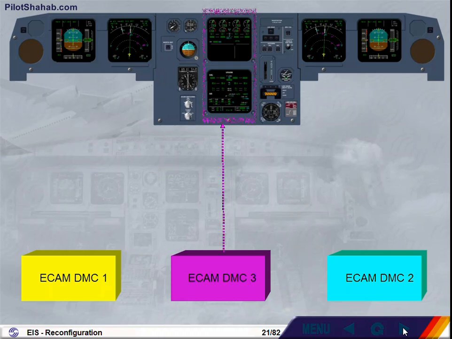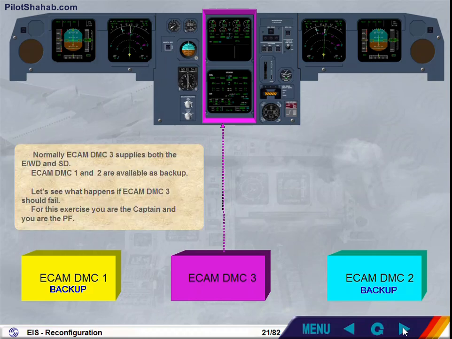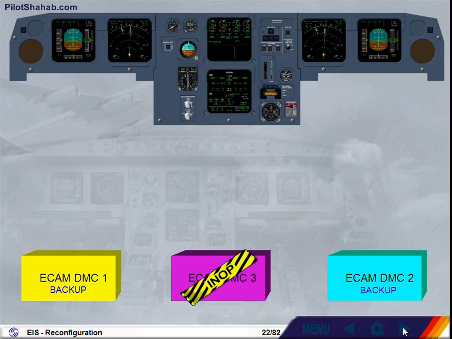Normally, ECAM DMC-3 supplies both the engine warning display and system display. ECAM DMC-1 and 2 are available as backup. Let's see what happens if ECAM DMC-3 should fail. For this exercise, you are the captain and you are the pilot flying. When ECAM DMC-3 fails, both engine warning display and system display are lost. You no longer have any information to monitor the aircraft systems.